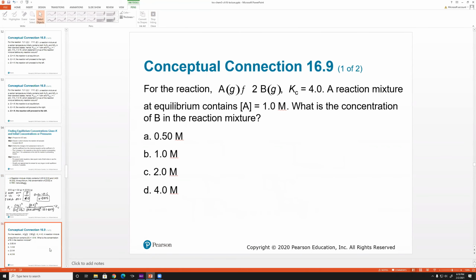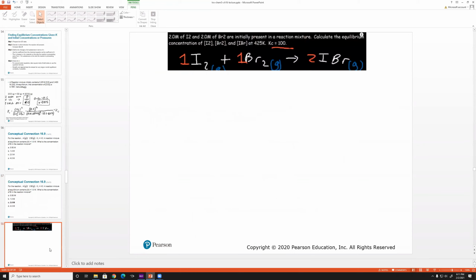We will do another example right now, and we'll just set up the ICE table here, and then we'll continue. In this case, we have 2 molar of I2 and 2 molar of Br2 initially present in a reaction mixture. So here's our reaction. We can just say that we have our ICE table. Initially for I2, we have 2.0. For Br2, we have 2.0. And for IBr, we have 0.